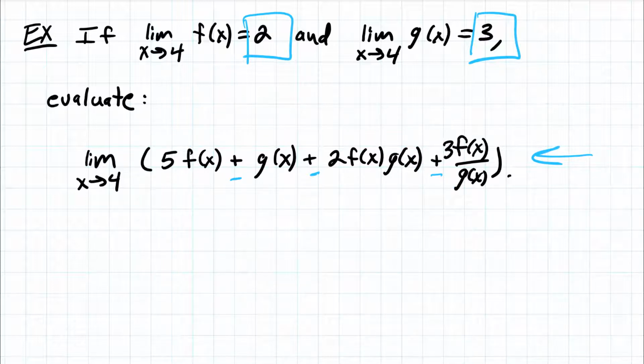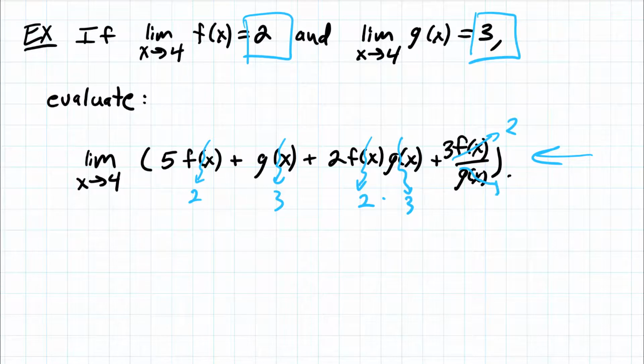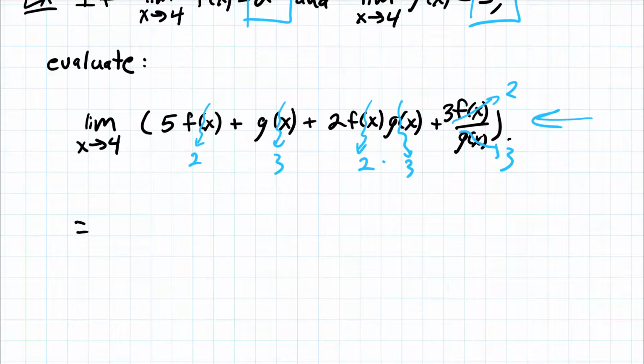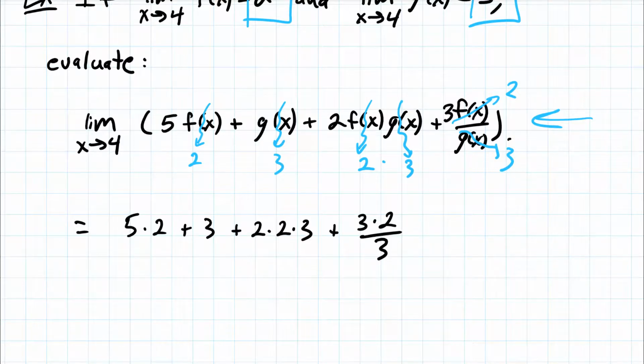So, right. What you get is that this first f is converging to 2. This g is converging to 3. The f is converging to 2. The g is converging to 3. The f up here is converging to 2. The g here is converging to 3. So, you can see the answer will just be 5 times 2 plus a 3 plus a 2 times a 2 times a 3 plus a 3 times 2 all over 3.